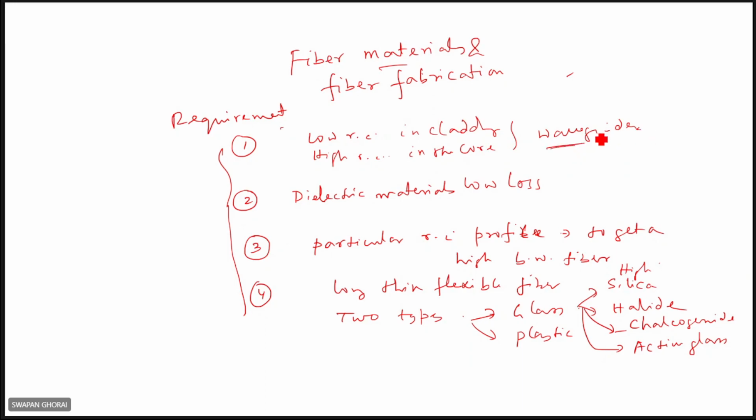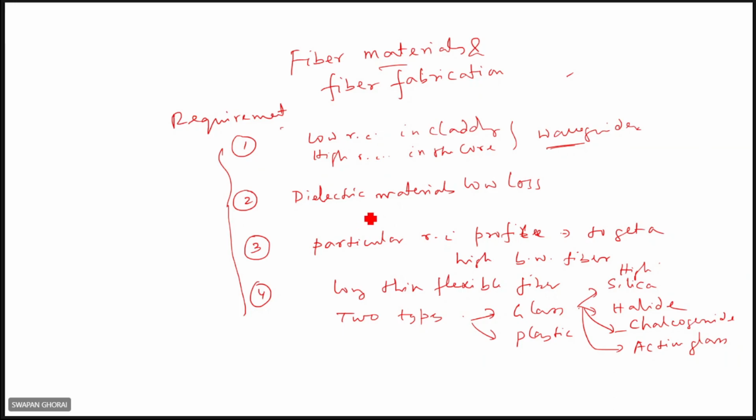That's what we know. Fiber is a waveguide, high refractive index at the core and low refractive index at the cladding. This is the first requirement for fiber fabrication materials. They must have different refractive indices in the core and the cladding. The second criterion is that the material must be dielectric. The signal is an optical signal, so it is not a conductive element. It is a dielectric material.